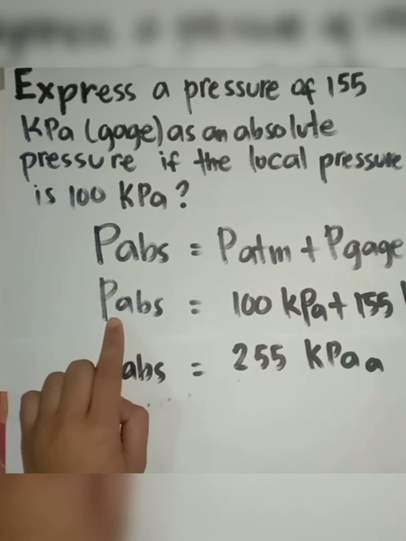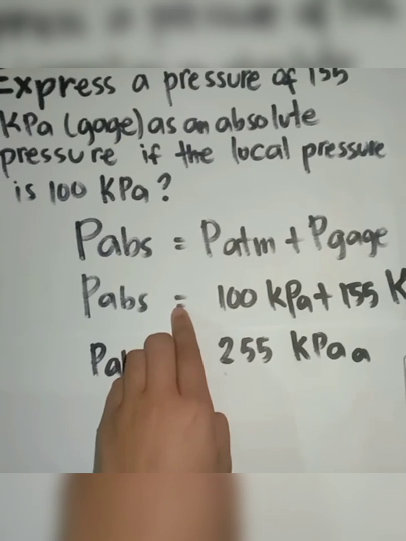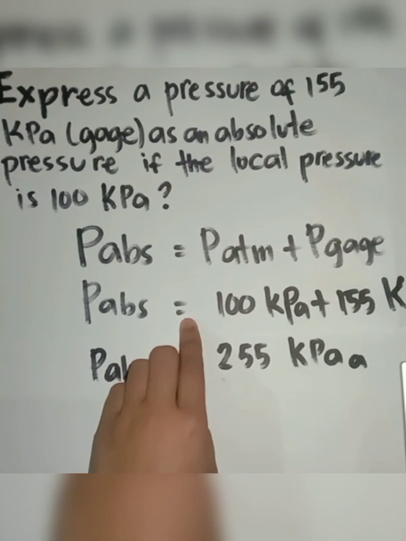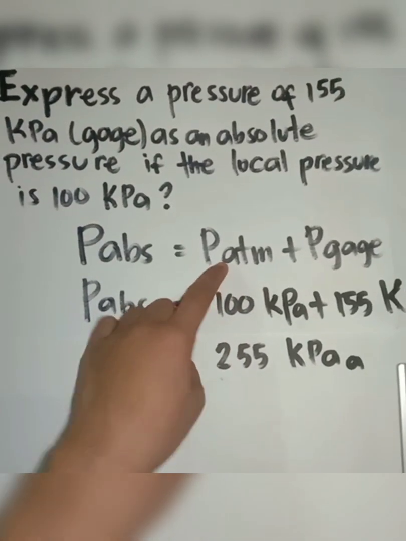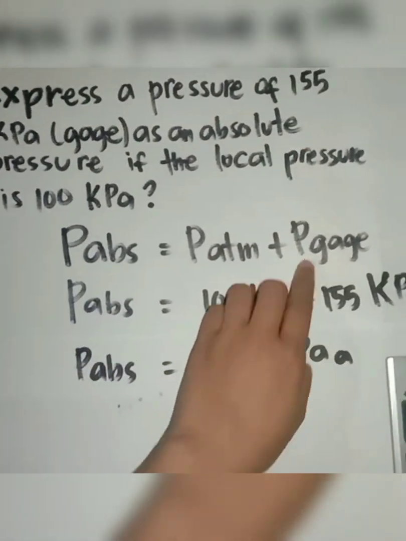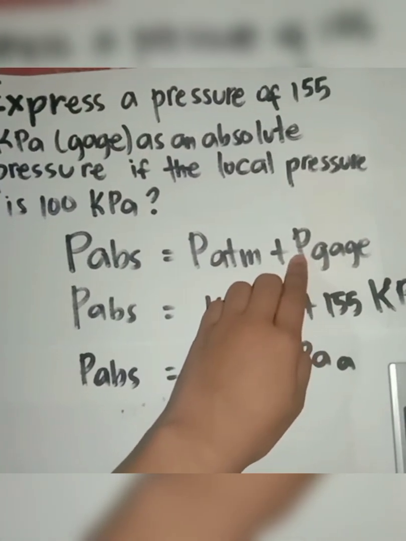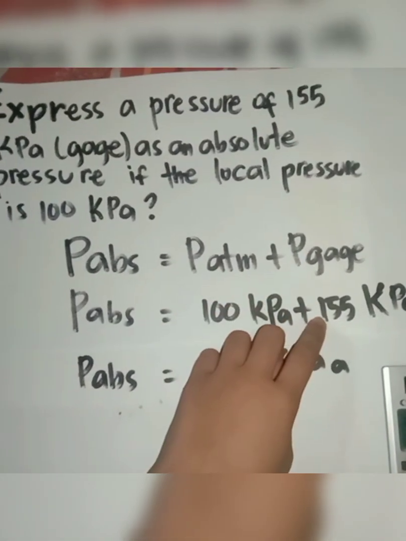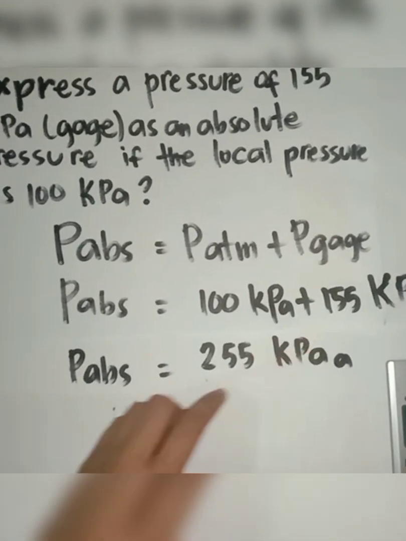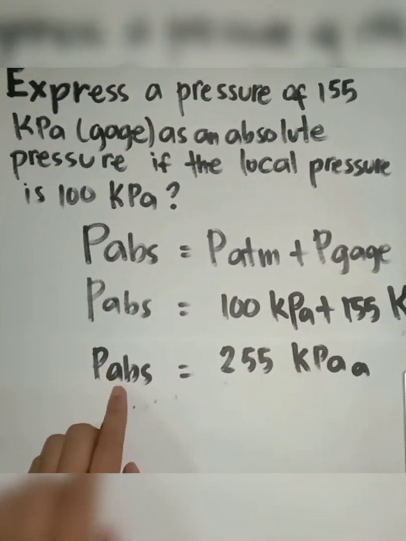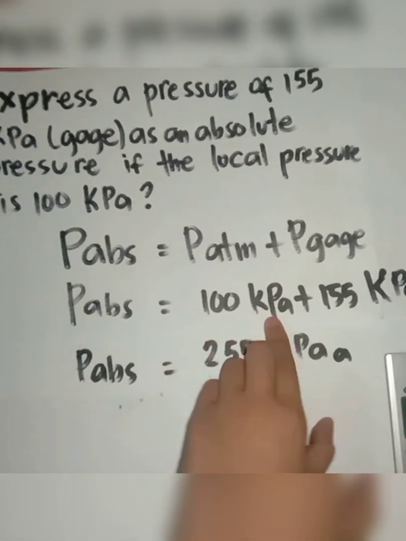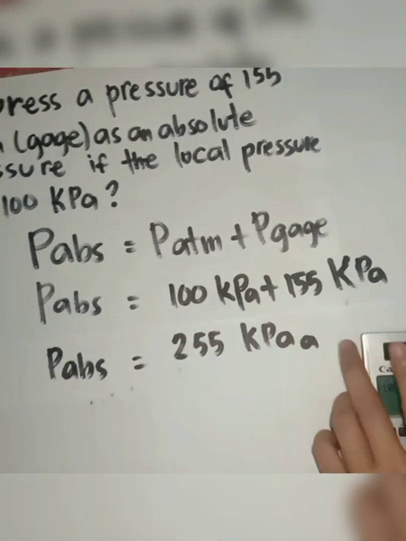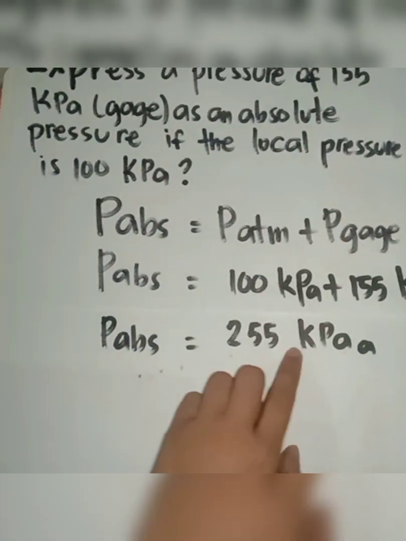So the absolute pressure is equal to the atmospheric pressure, which is 100 kilopascal, plus the gauge pressure, which is 155 kilopascal. We need to add 100 plus 155, so this is 255 kilopascal.